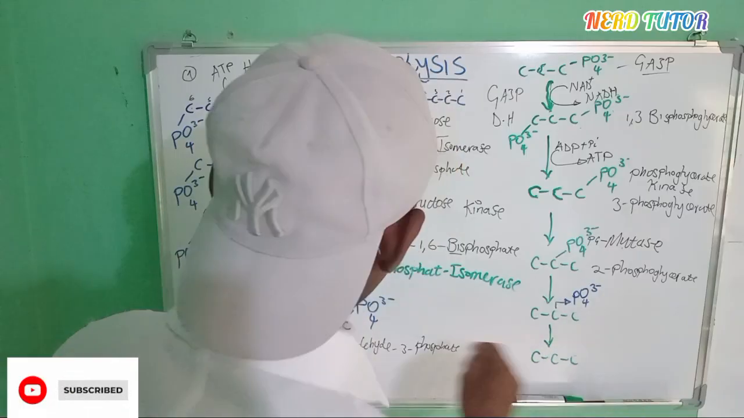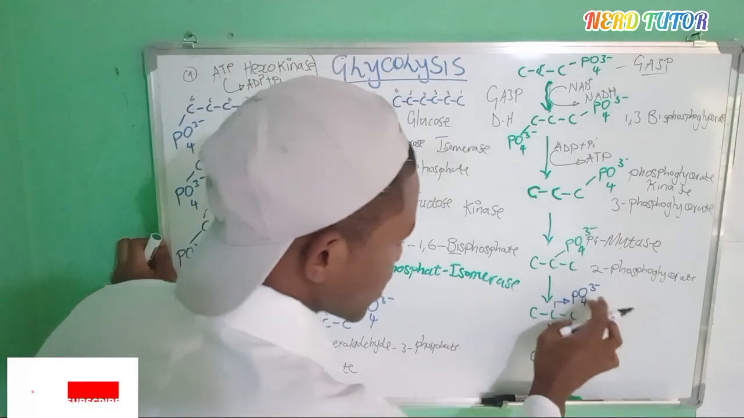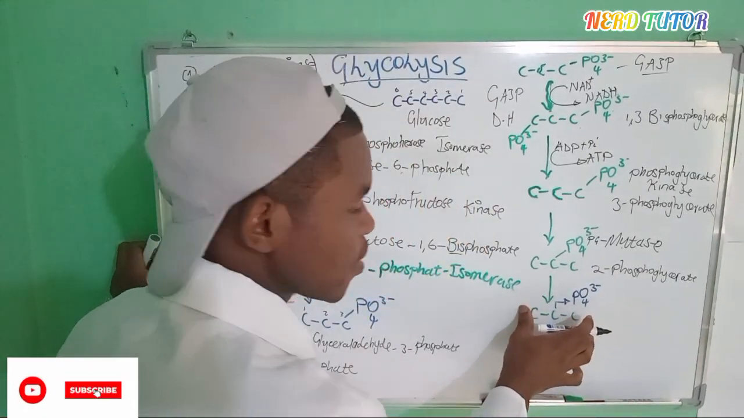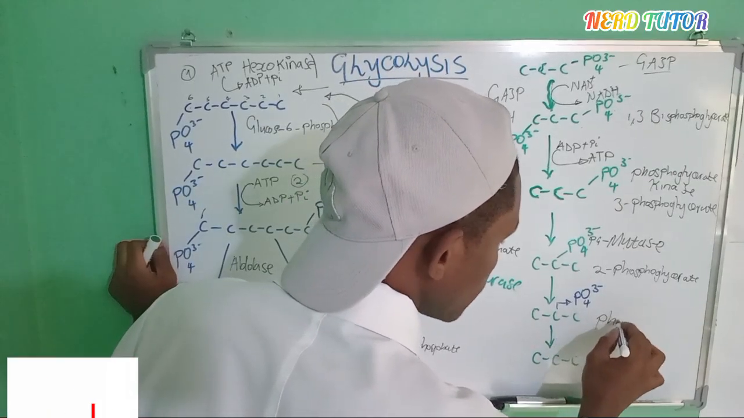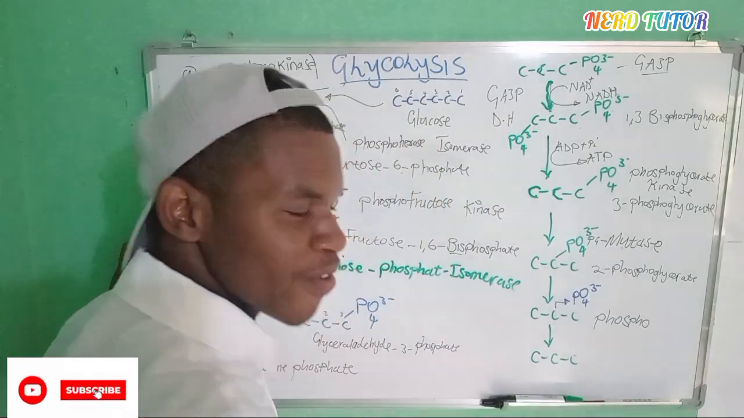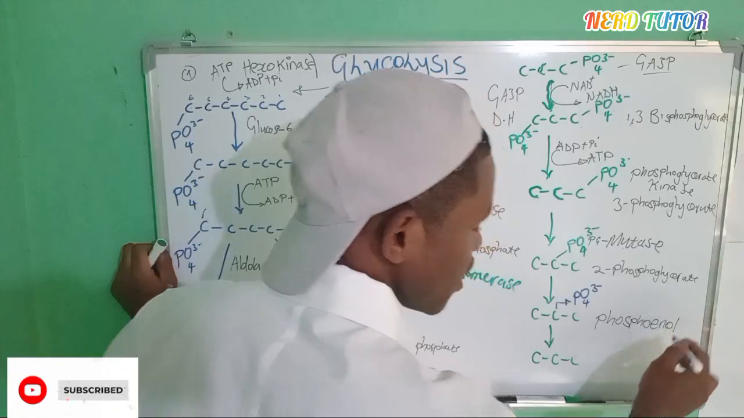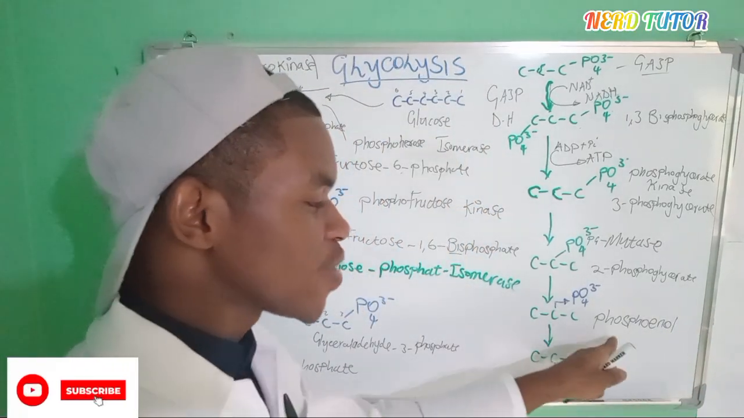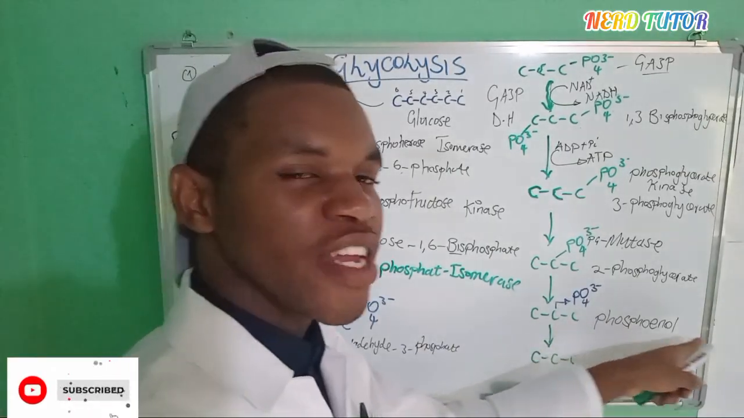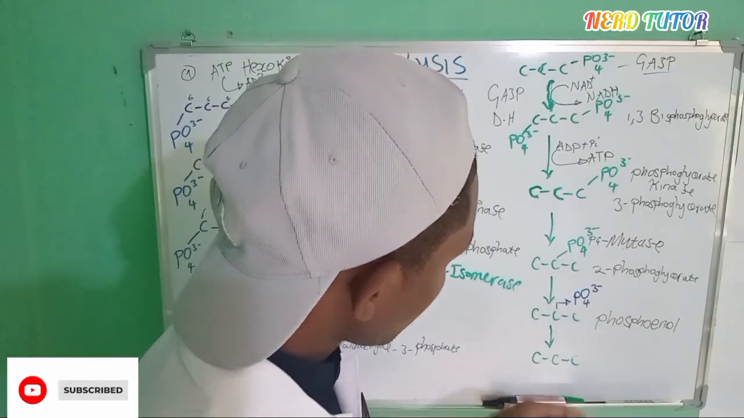Since we have an enol here, this one is producing an enol. So the name that we are going to give to this molecule that is going to be produced here, we're going to call it phospho-enol. A very simple name actually. Phosphoenol, because we're producing an enol. I know you guys can even pronounce it phosphino, but for you to remember it, phosphoenol. This is phosphoenol.